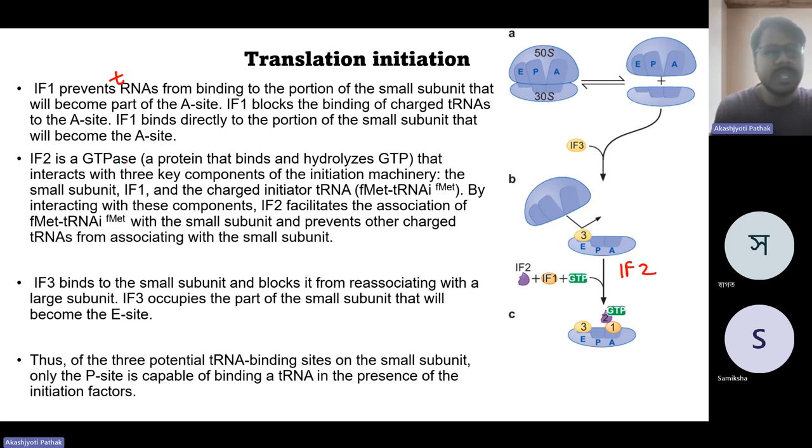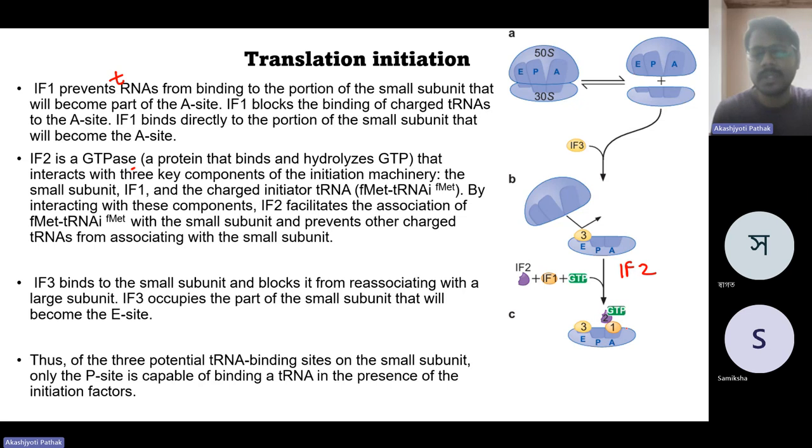Now IF2 is a GTPase, so remember this. It means this protein will be bound to a GTP molecule, and the hydrolysis of this GTP provides the energy for binding to the P site. It interacts with three components of the initiation machinery: the small subunit, IF1, and the charged initiator tRNA. By interacting with these components, IF2 facilitates the association of formylated methionine charged tRNA with the small subunit and prevents other charged tRNAs from associating with the small subunit.